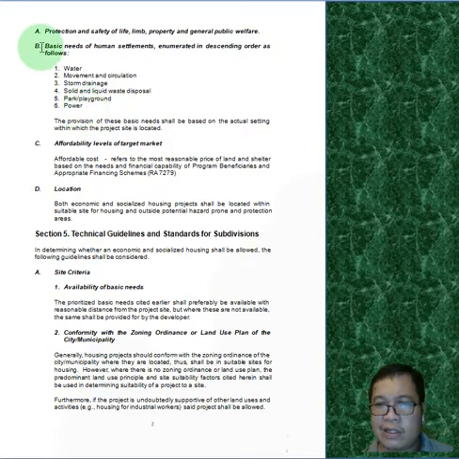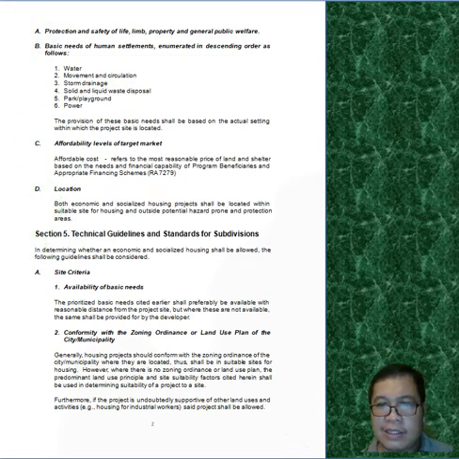Then you have the fourth, which is also of equal importance. It should protect life, limb, property, and the general public welfare. So these are the four things you must keep in mind.